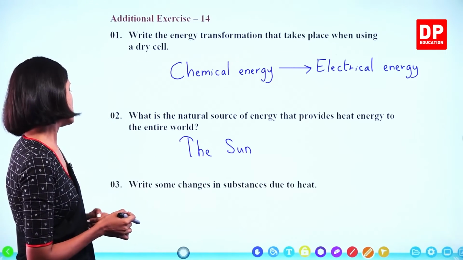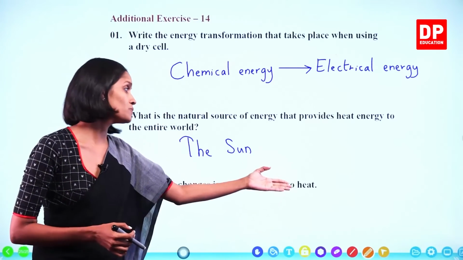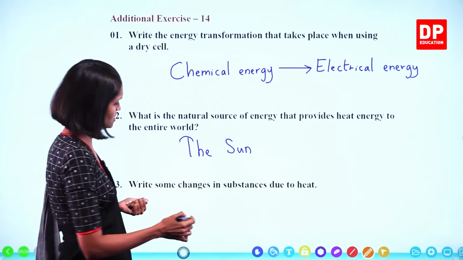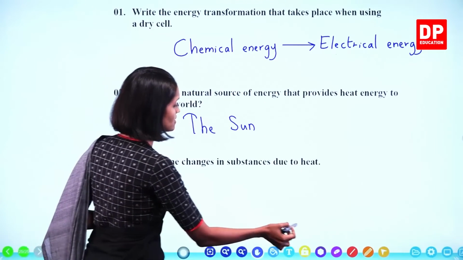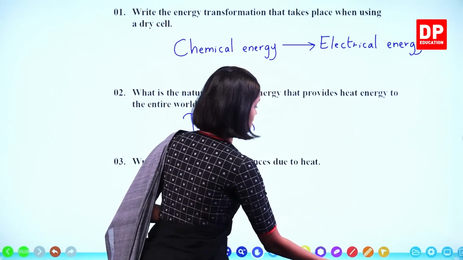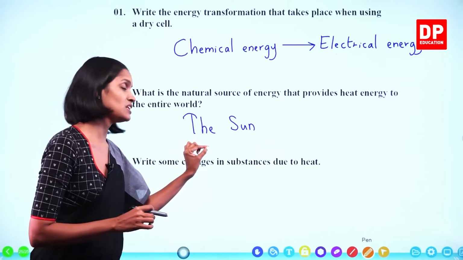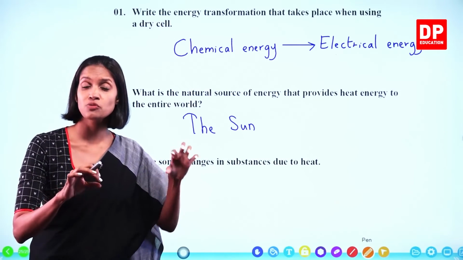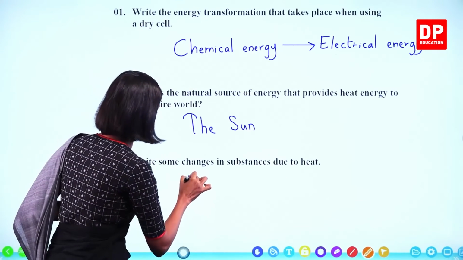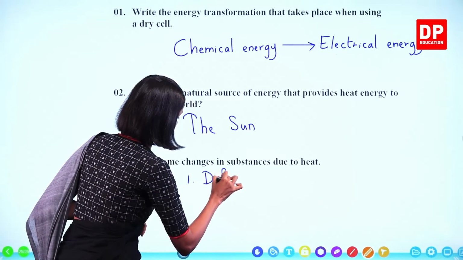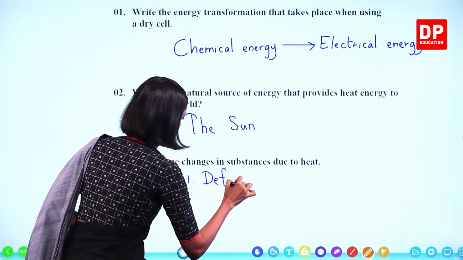Last question. Write some changes in substances due to heat or thermal energy. What are the changes? Let's write now. Do you remember we did some activities to study this, children? Do you remember? We used heat energy. We held a PVC tube and we changed the shape of the PVC tube. This is known as deformation, or change in shape.